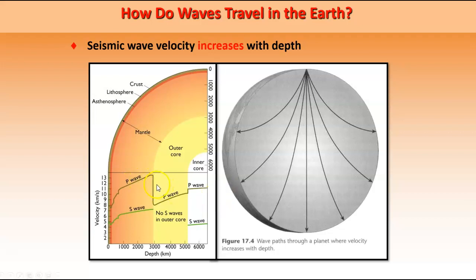But it crosses this boundary here in the outer core, and oh, guess what? The outer core is liquid. And so because a liquid is less dense than a solid, there's a big change in speed. It slows down. And of course, our S waves can't go through. There are no S waves. So how does that help us look inside the Earth?